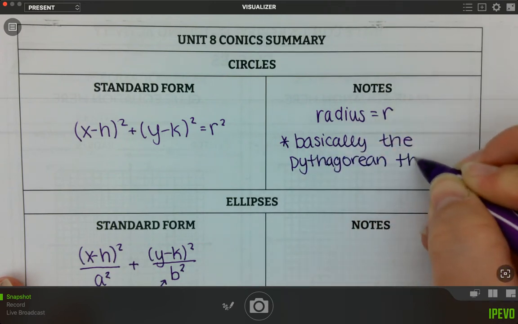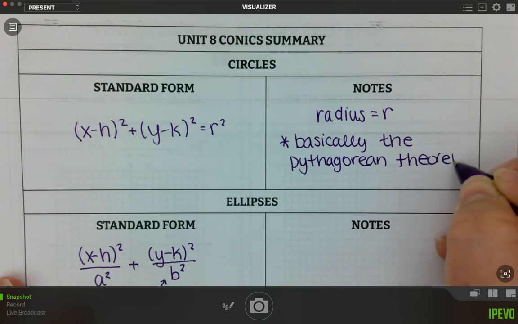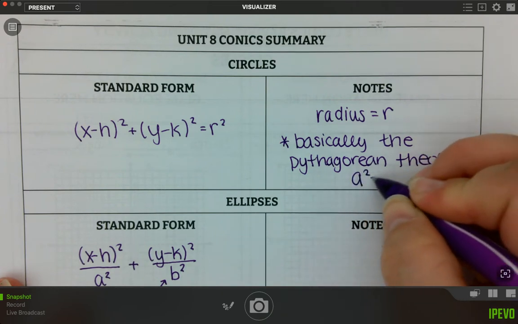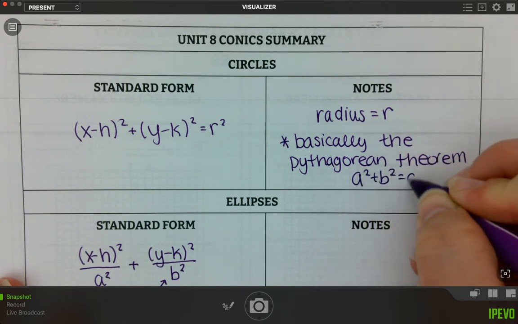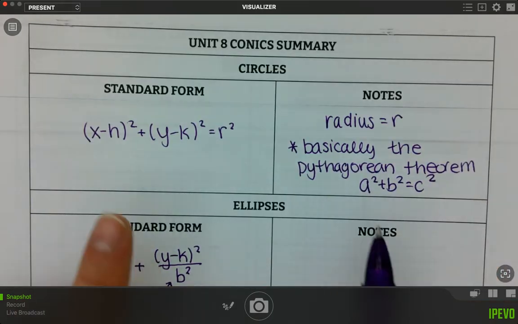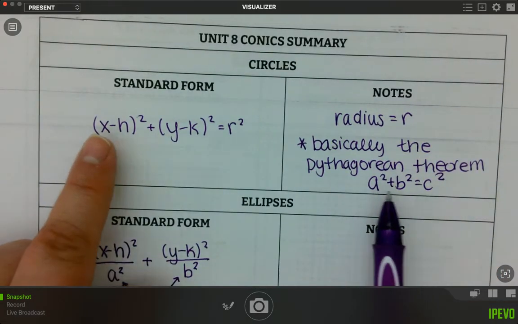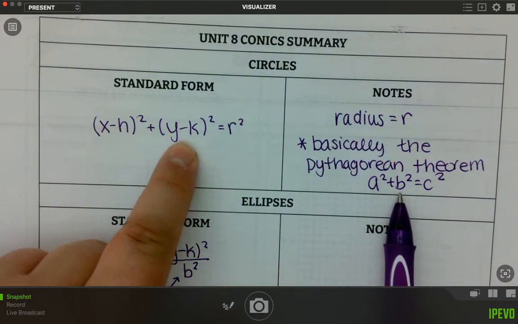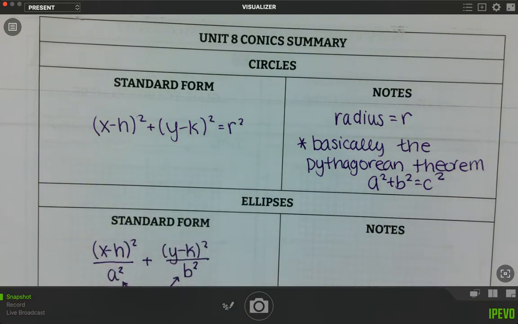If you already knew the Pythagorean theorem, a squared plus b squared equals c squared, then a is just x minus h, and b is y minus k. Again, h and k are the center of that circle. And that's pretty much it for a circle. They just have a center and a radius, and that's it.